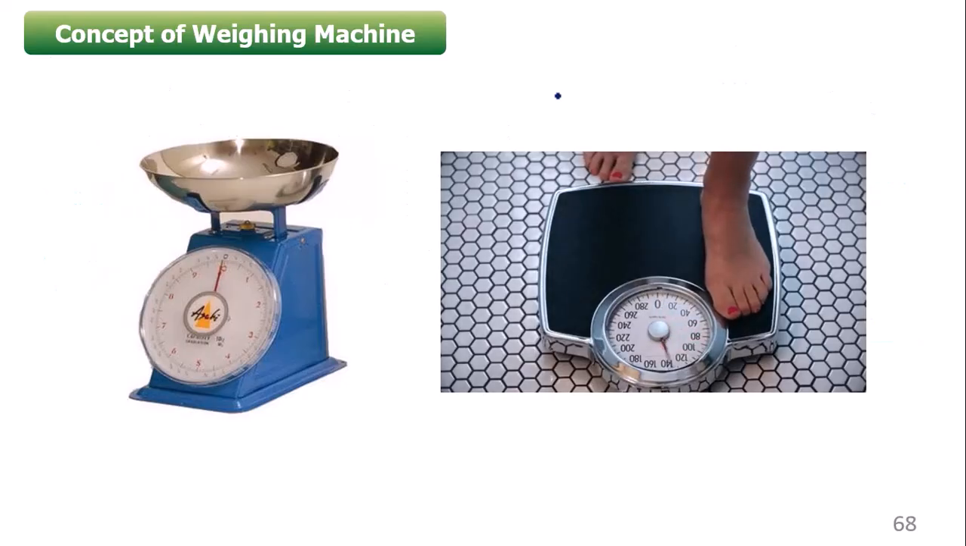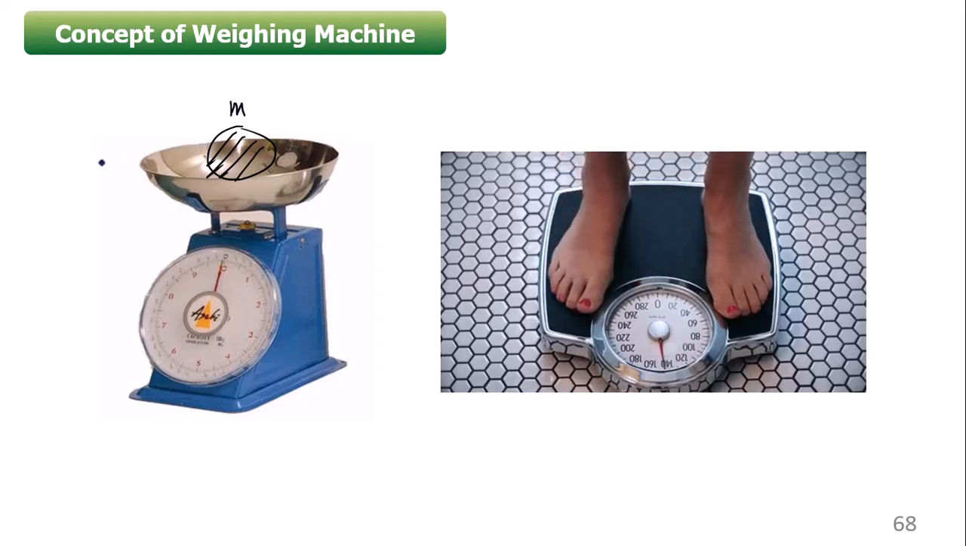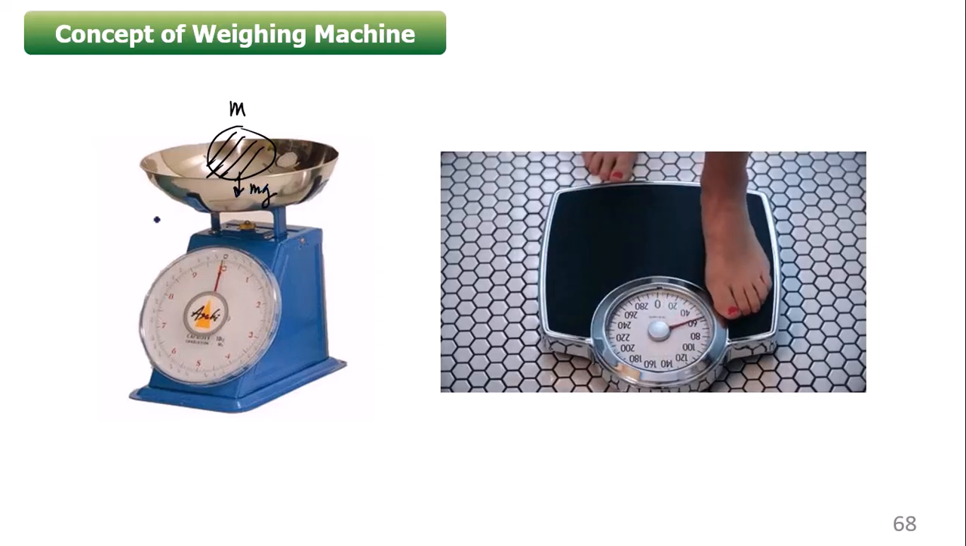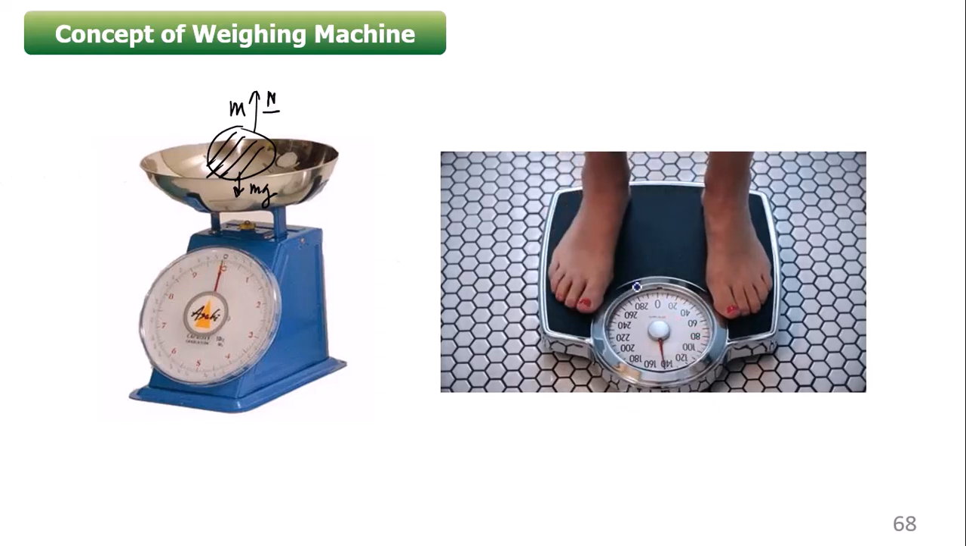Now the concept of weighing machine. A weighing machine is a device which is basically used to measure the mass of the body, not the weight. If I place a body of mass m on this weighing pan, mg is acting downward. This mg is balanced by the normal reaction, so N is equal to mg. Now, once I am standing on this weighing machine, my foot is touching the weighing machine, so mg is acting downward and N is acting upward.